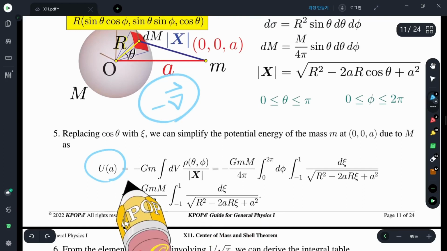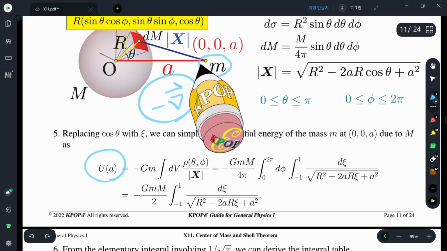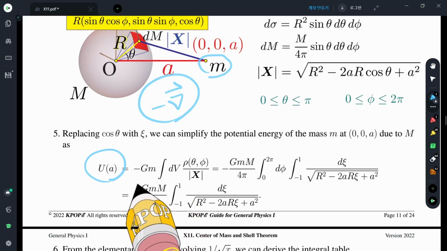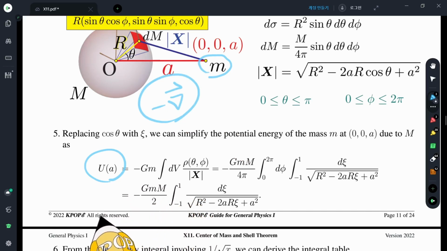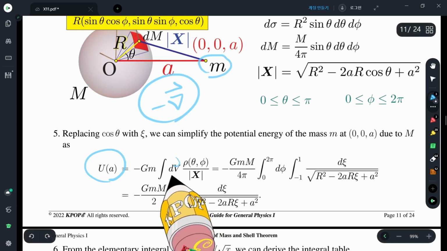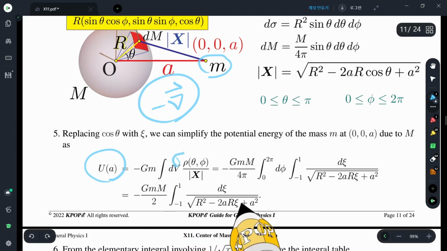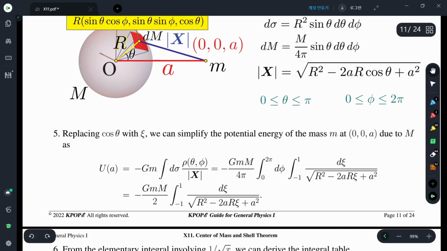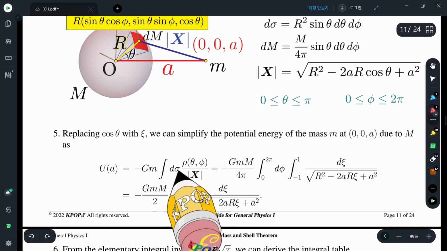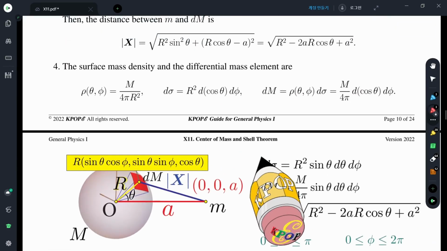So, the gravitational potential energy of this small mass m due to dm is this. It should not be the volume. Instead, it is a surface, so it should be surface d sigma. So I have corrected this dV with d sigma. So we substitute all of the previous results.